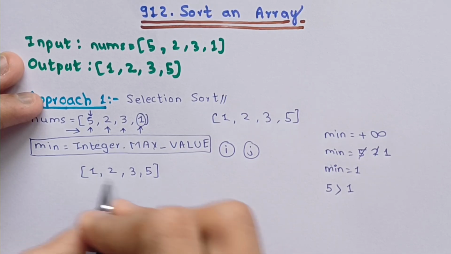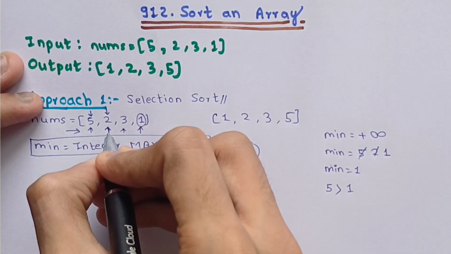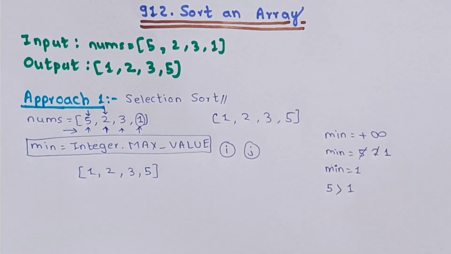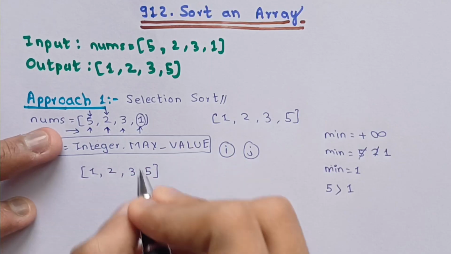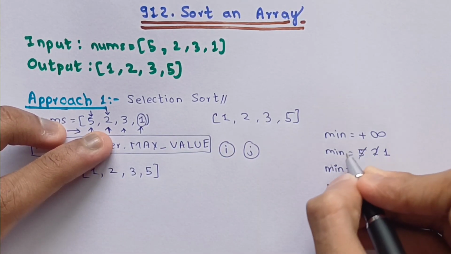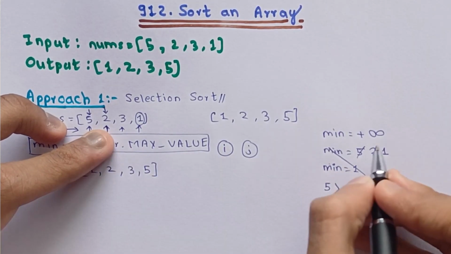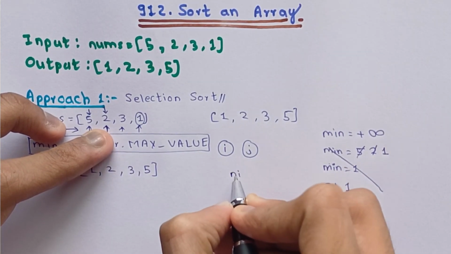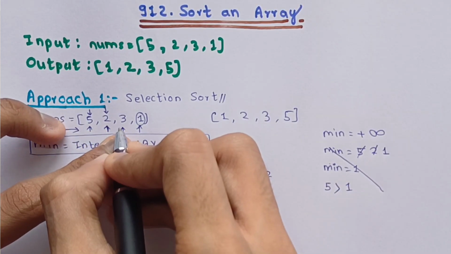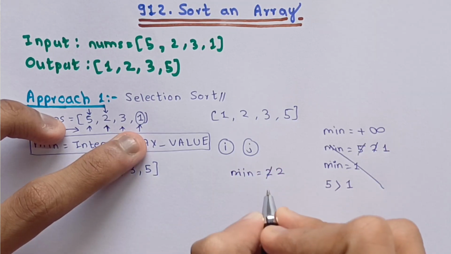Now what we will do, I will move forward and come to 2, and j will start from the first index to the last index. Now minimum value, again we will reset minimum value to plus infinity. Now we will check 2 is less than plus infinity. Yes, then minimum will become 2. Now j pointer will come to 3 and it will stay 2 only, not 3, because minimum is 2.